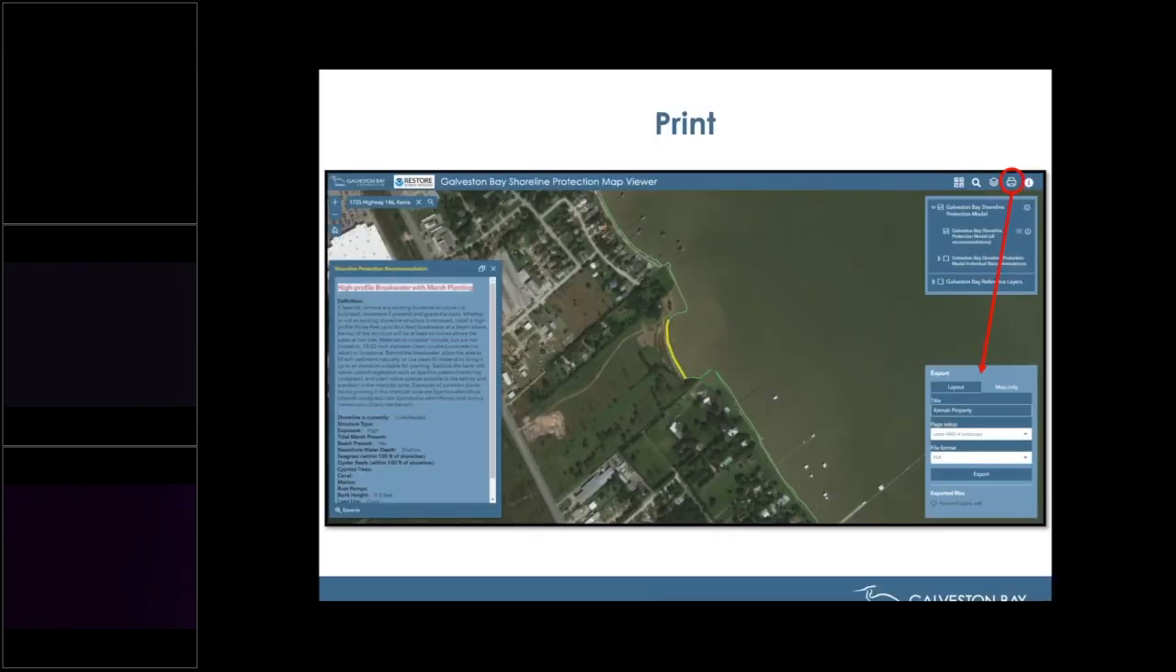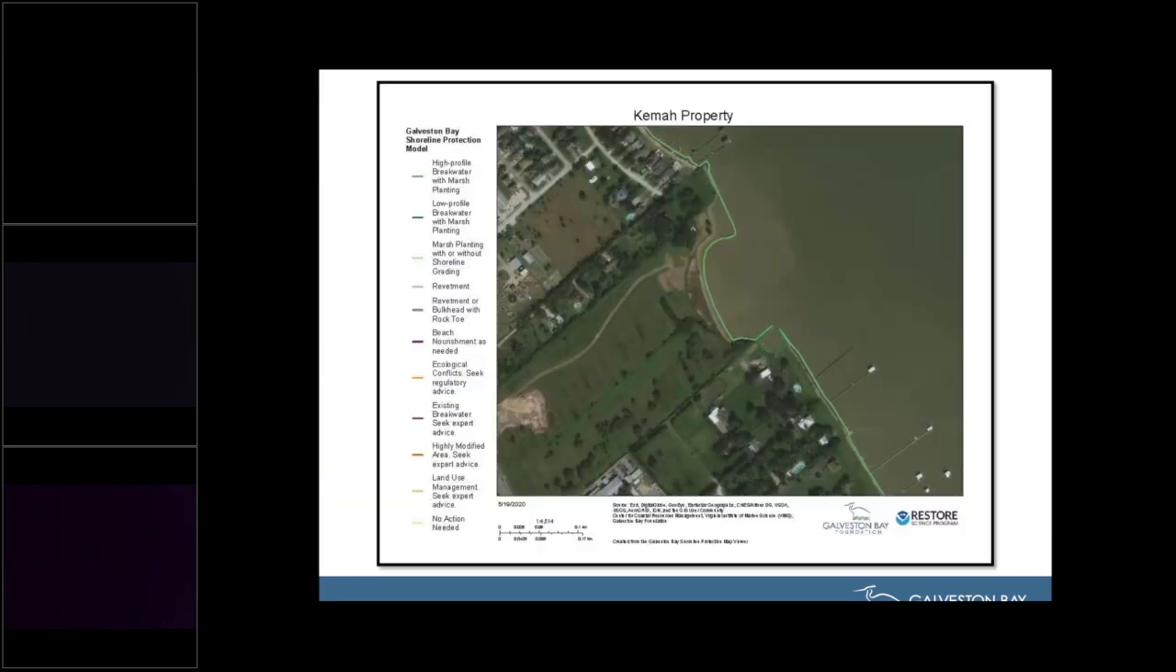Now, last but not least, say, for example, you want to print some of this information for a report you're working on or just to save that data, you do have that ability. Up in that upper right-hand corner, there's a little image of a printer, and that'll give you access to actually exporting that map and image as a PDF. And this is the printout you should receive.